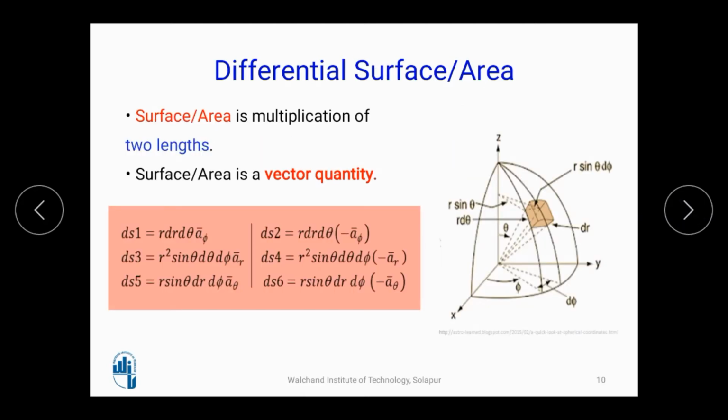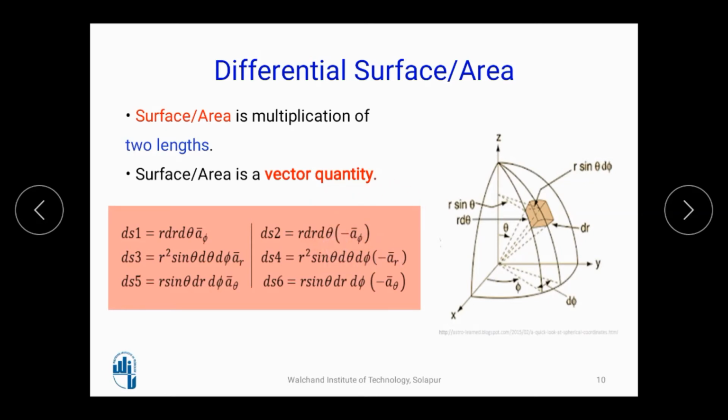Differential surface or area. Surface or area is the multiplication of two lengths. As surface or area is a vector quantity, how to find this? Let us multiply the two lengths. Like here you can see dr, and if I multiply dr with r d theta, I get r dr d theta as the surface, and in this, r is there, theta is there, the leftover is phi, which comes as the unit vector a phi. The opposite side of this surface will be r dr d theta minus a phi.